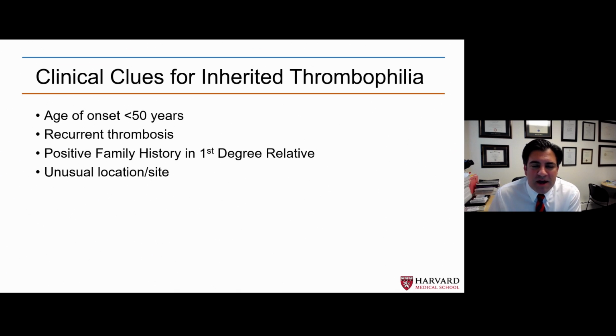What should you think about in terms of the inherited thrombophilia as well? For patients who have clots at very young ages, age of onset less than 50 years, patients who are having recurrent thrombosis, particularly in very specific settings, if there's a positive family history in first-degree relatives.